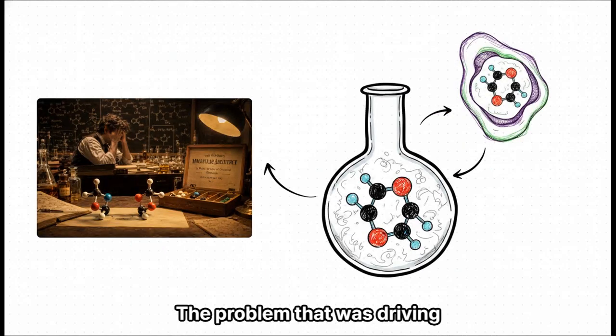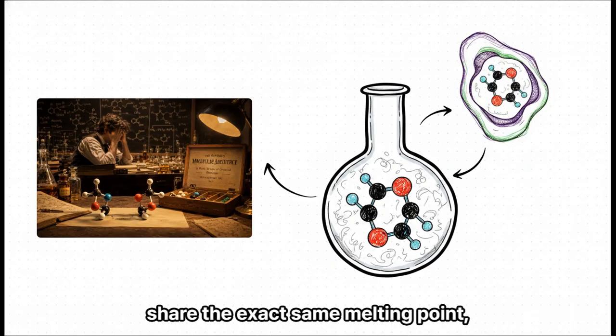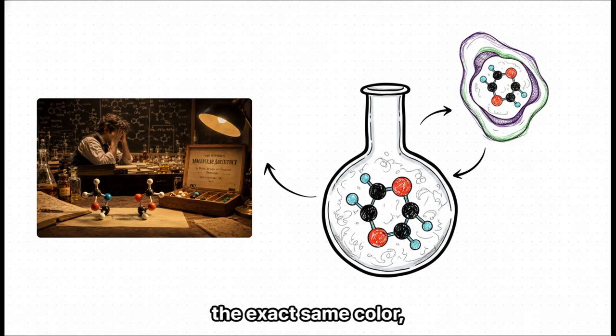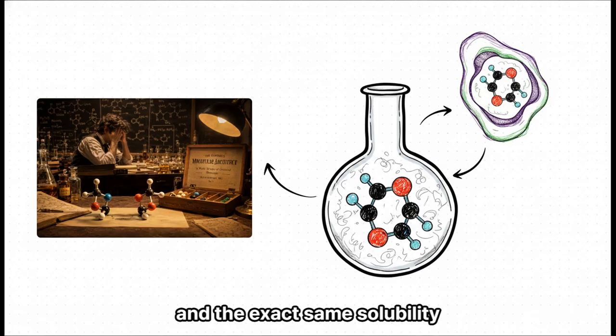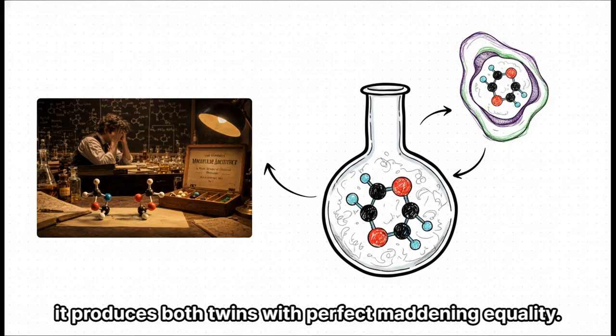The problem that was driving these early chemists absolutely mad was entirely invisible. You see, 2 mirror image molecules share the exact same melting point, the exact same color, and the exact same solubility. Because a basic glass flask has no spatial memory, unlike an enzyme's intricate 3D pocket, it produces both twins with perfect, maddening equality.